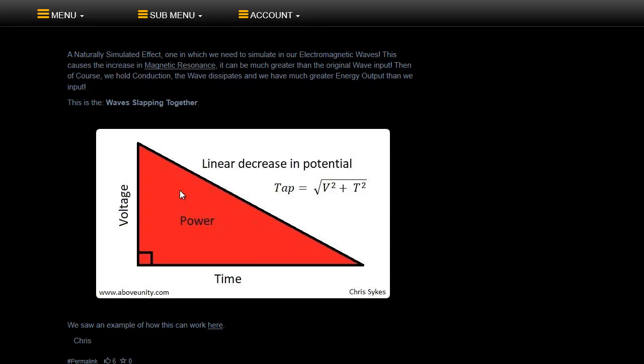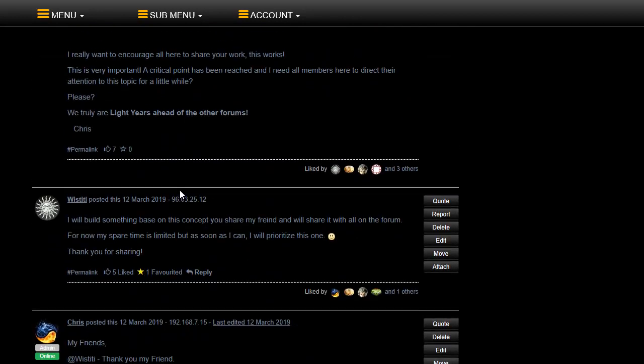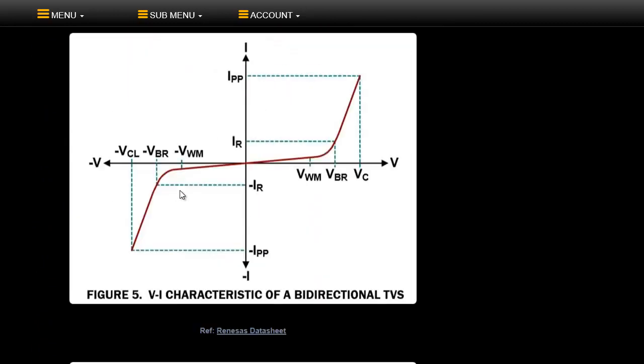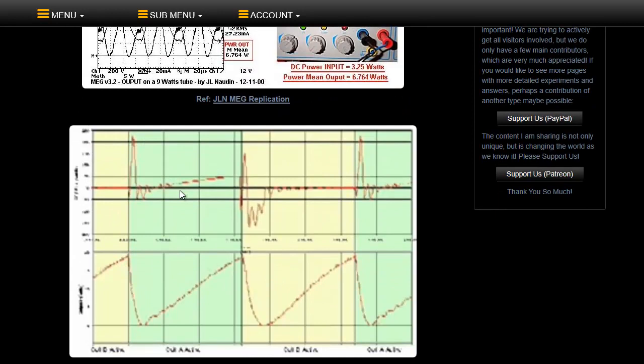It's voltage times current, which is in phase, and pure power that is generated right from the source of the atomic structures themselves inside the coil. So we're accelerating electrons down the wire.